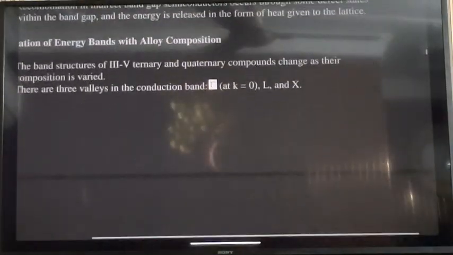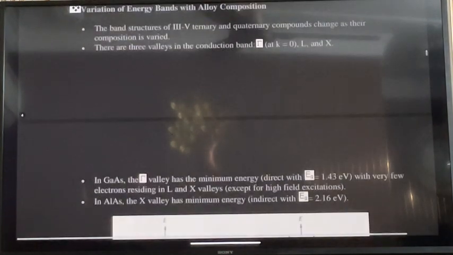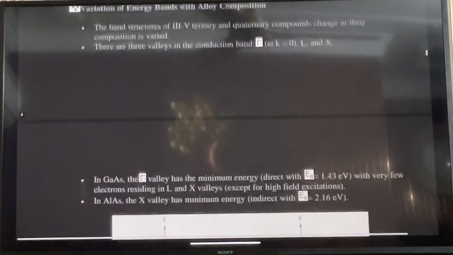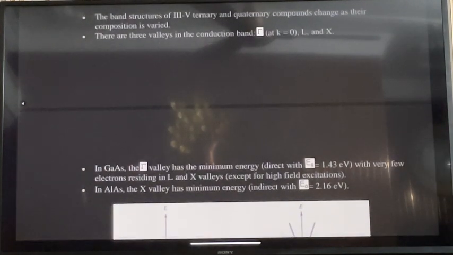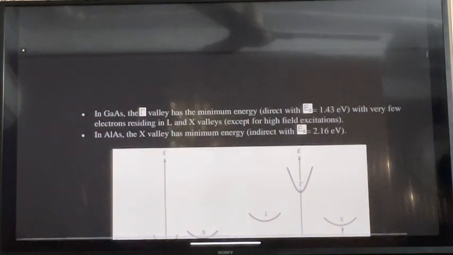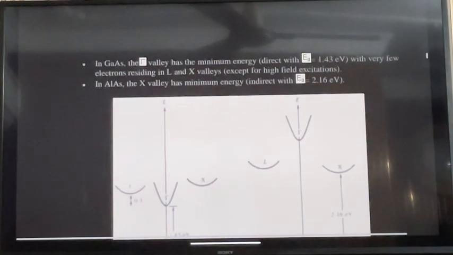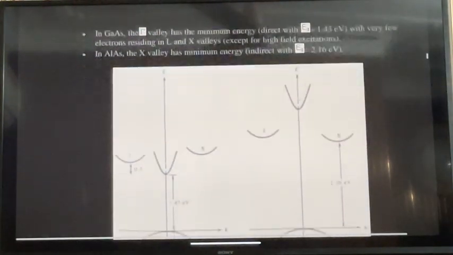Now we come to variation of energy bands with alloy composition. The band structures of III-V ternary and quaternary compounds change as their composition is varied. There are 3 valleys in the conduction band at k equals 0, L and X. In GaAs, the Γ valley has the minimum energy, direct, with Eg equal to 1.43 eV, with very few electrons residing in L and X valleys except for high field excitation. In AlAs, the X valley has the minimum energy, indirect, with Eg equal to 2.16 electron volt.